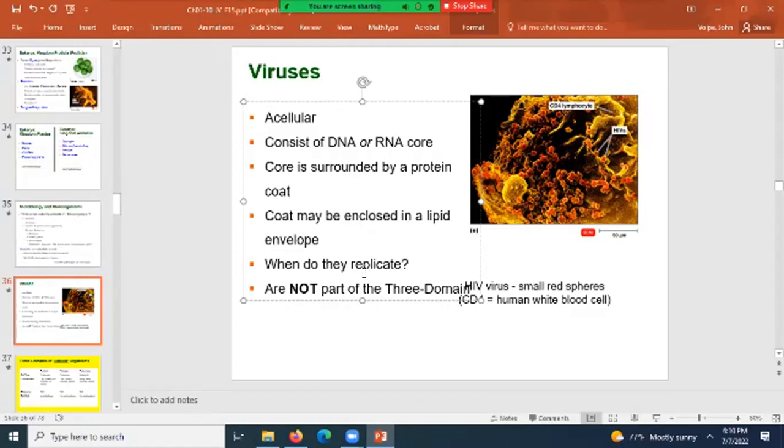And viruses only replicate when they infect their host cell. Viruses cannot replicate on their own. So if they're outside their host cell, they do not replicate. In fact, when they're outside their host cell, viruses are metabolically inert. They're only metabolic when they're inside their host cell. Viruses are not part of the three-domain system because they do not have cells. They are acellular. Any question about any of that?